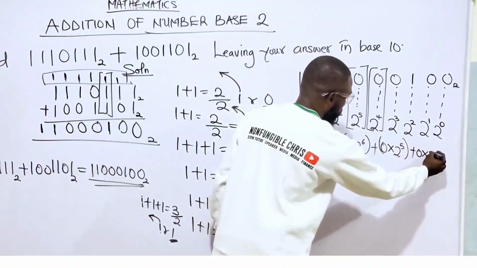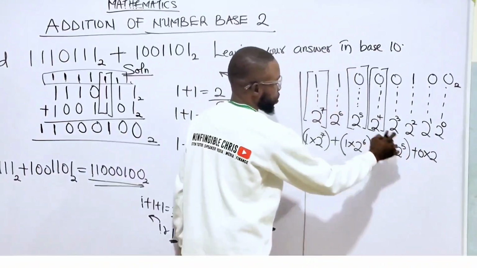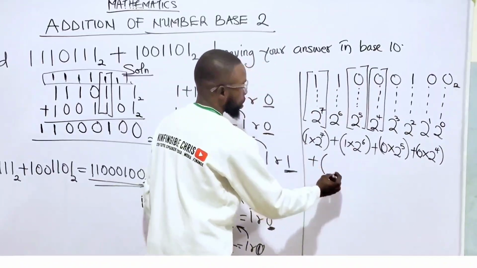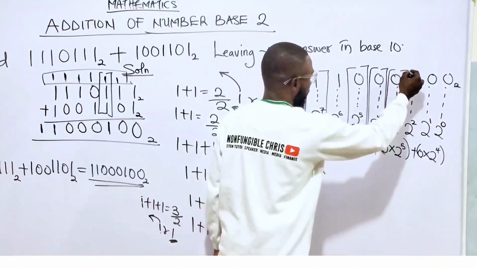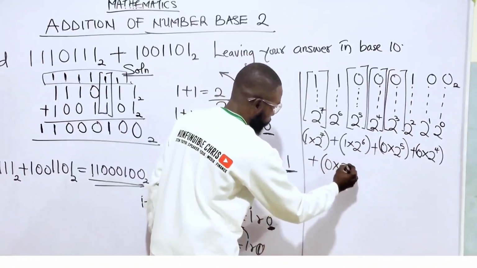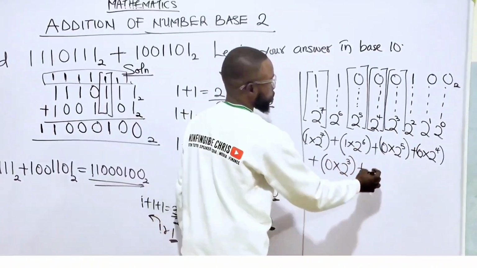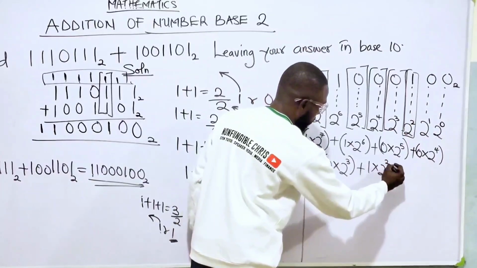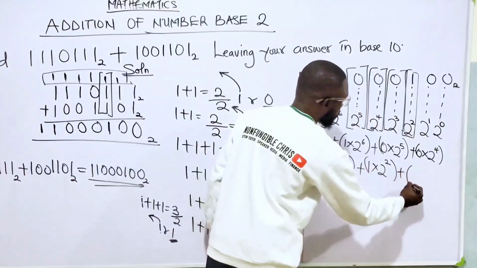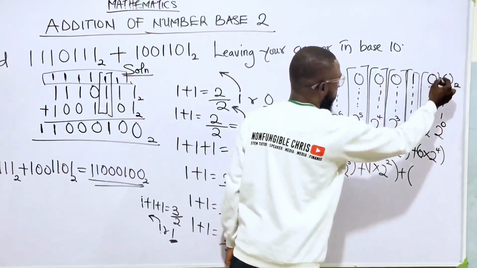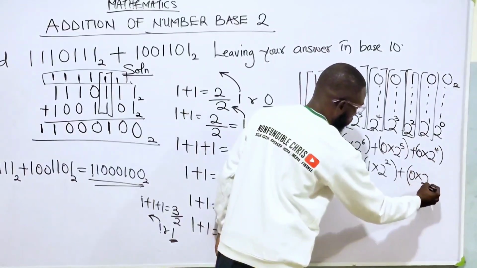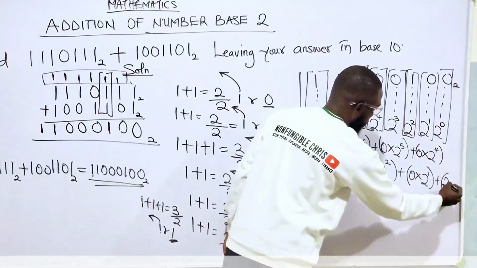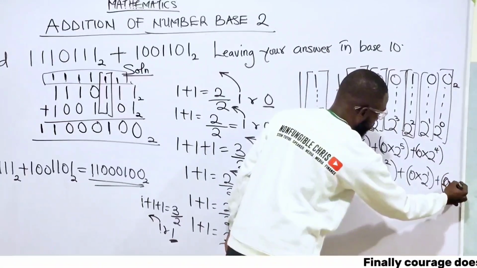So 0 times 2 raised to the power of 4, right? And then we have plus 0 times 2 raised to the power of 3, plus 1 times 2 raised to the power of 2, and then plus 0 times 2 raised to the power 1, plus 0 times 2 raised to the power 0.